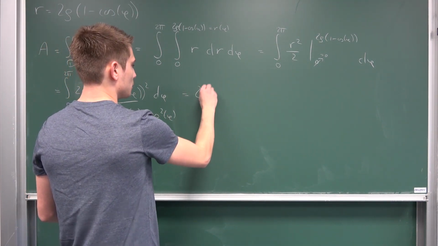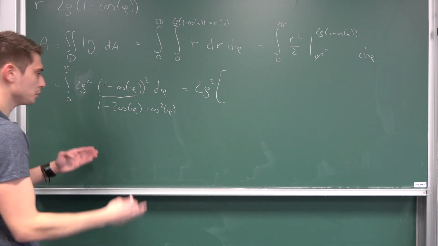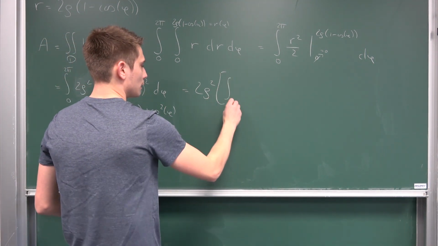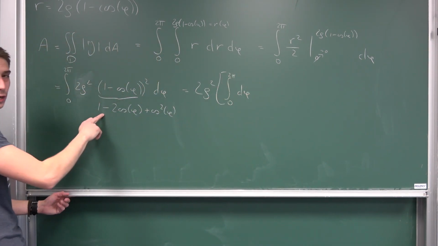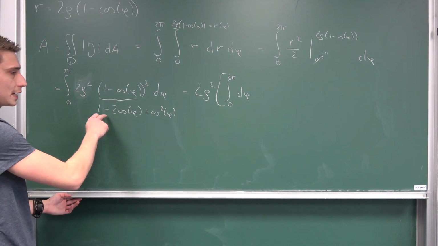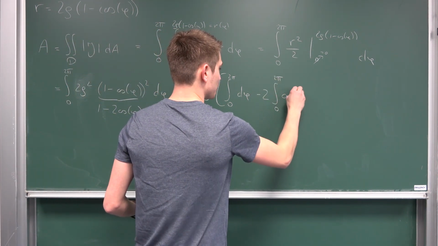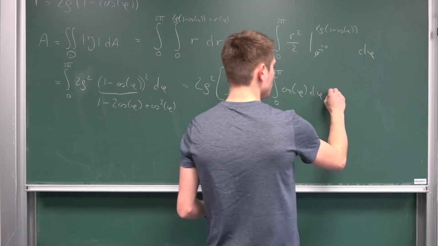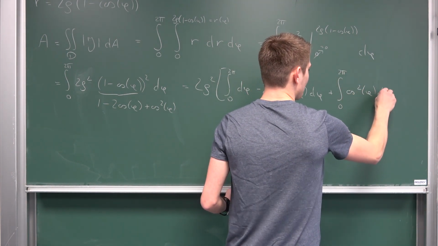So we are going to get 2 times rho squared. Using the linearity of the integral, we can break this up into 3 separate integrals. The first one is going to be the integral from 0 to 2 pi of just d phi. Okay, 1 integrated and then d phi. So you see where this comes from. Then we can bring this factor of -2 to the outside. So -2 times the integral from 0 to 2 pi of the cosine of phi d phi. And the last one is going to be the integral from 0 to 2 pi of cosine squared of phi d phi.